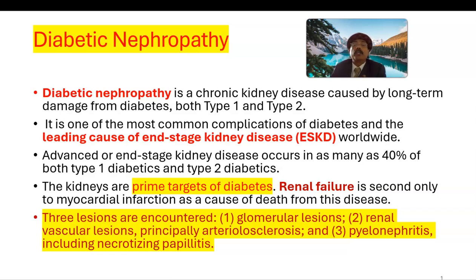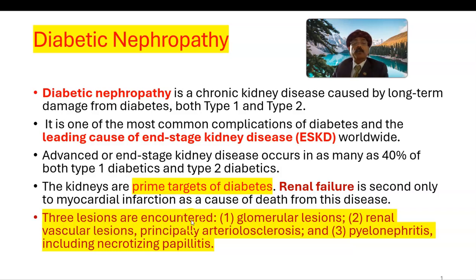Diabetic nephropathy is a chronic kidney disease caused by long-term damage from diabetes, both type 1 and type 2. It is one of the most common complications of diabetes and the leading cause of end-stage kidney disease worldwide. Advanced or end-stage kidney disease occurs in as many as 40% of both type 1 and type 2 diabetes. The kidneys are prime targets of diabetes. Renal failure is second only to myocardial infarction as a cause of death from this disease.